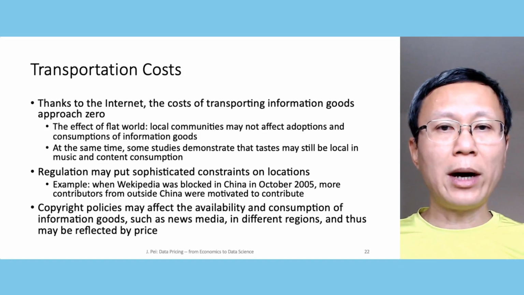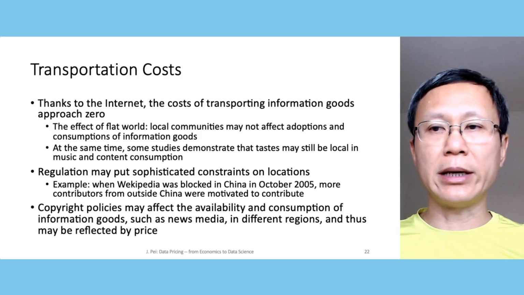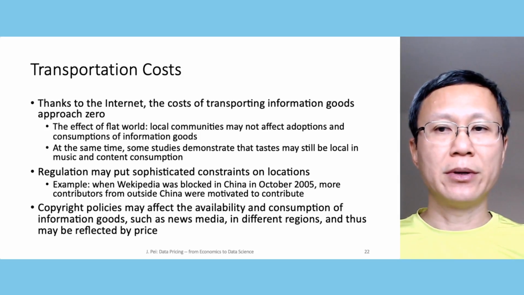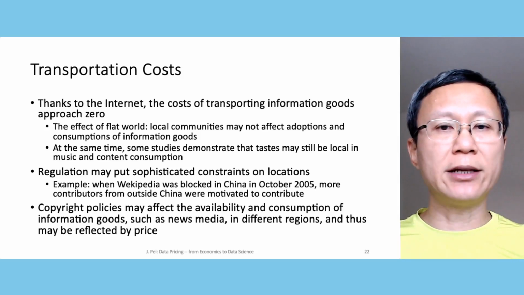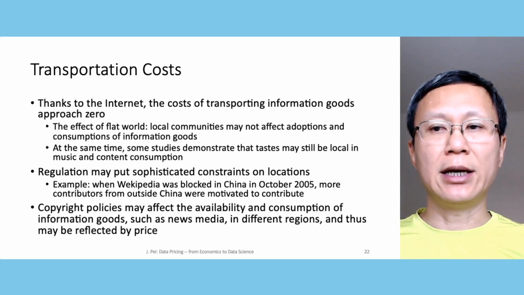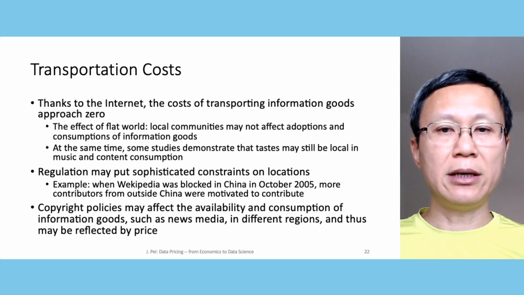While physical transportation costs may approach zero, regulation may also impose sophisticated constraints on locations. For example, when Wikipedia was blocked in China in October 2005, more contributions from outside China were motivated. Copyright policies may also affect the availability and consumption of information goods, such as news media, in different regions, and thus may be reflected in price.